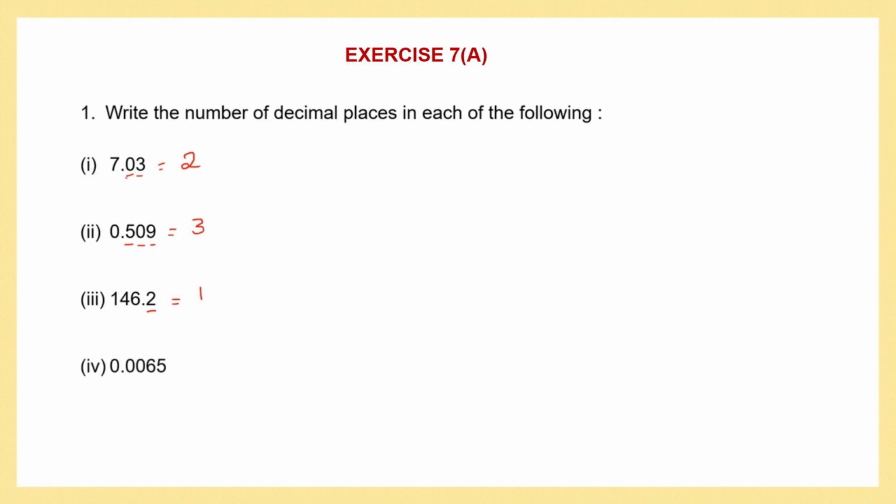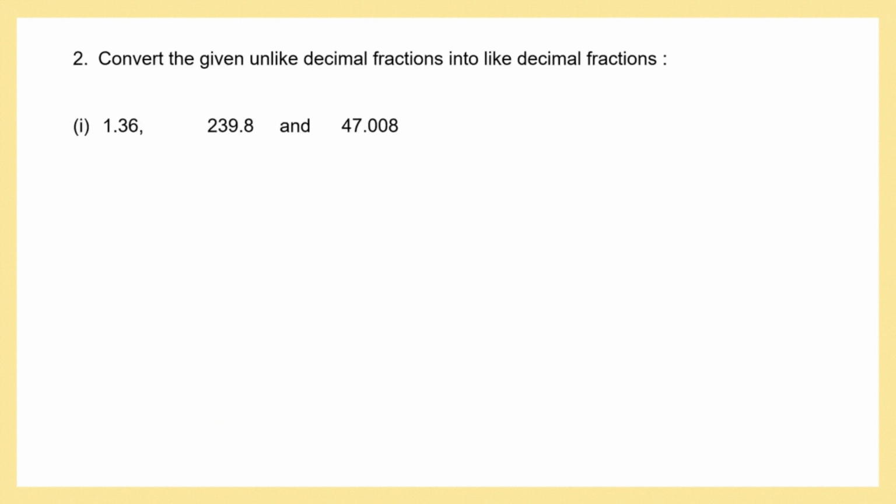Question 4. Let's count the number of digits in the decimal part, that is after the point: 1, 2, 3, 4. So we have 4 decimal places. Question 5. 1, 2, 3, 4 and 5. We have 5 decimal places.